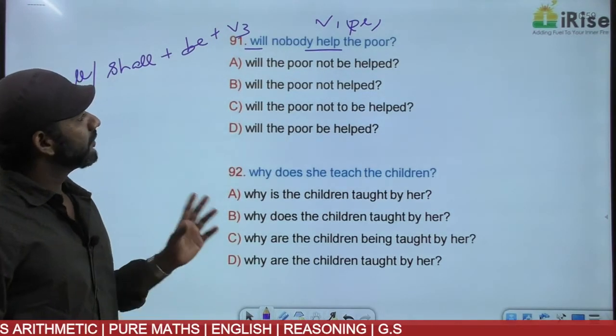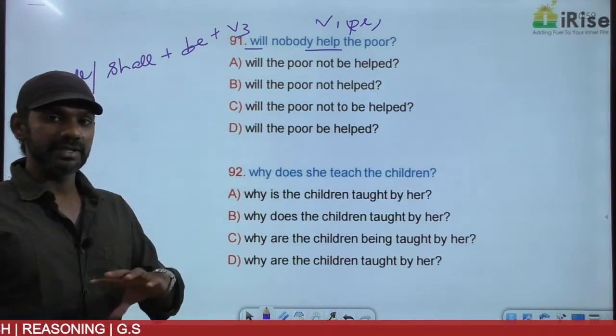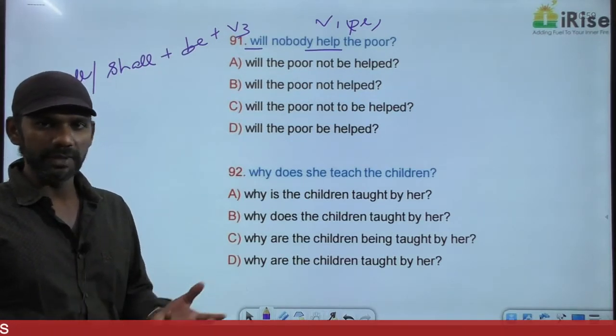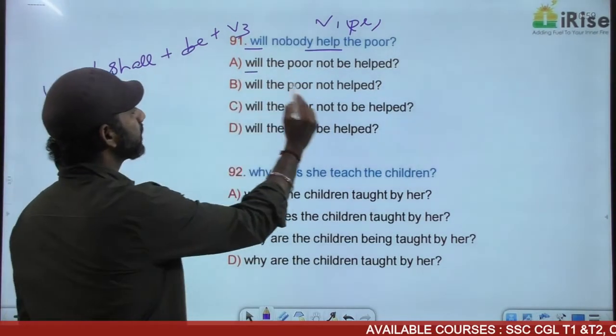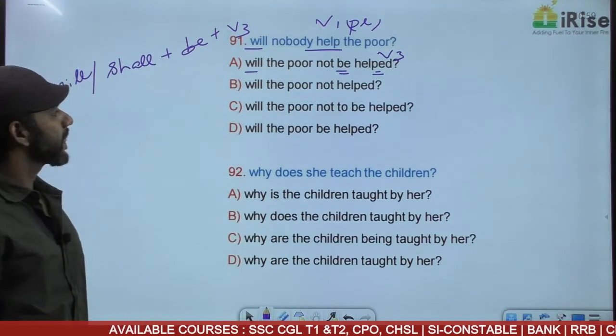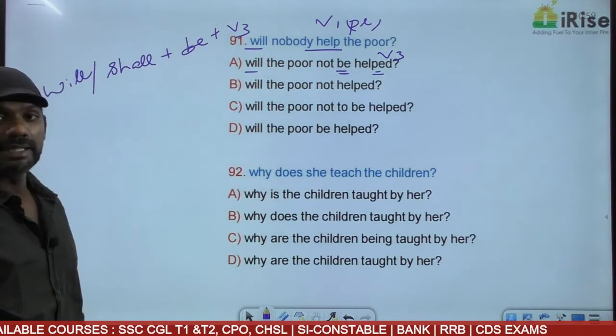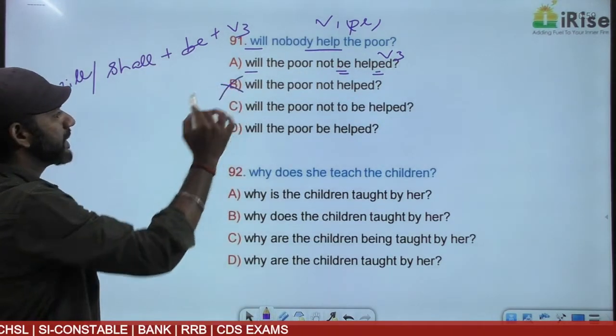Come to A. Will the poor not be helped? Nobody is a very general subject which is not required in the passive voice. Anybody, nobody, you know. Will the poor not be helped? Will plus be plus V3, correct structure must be considered. Come to B. Will the poor not helped? What is missing here? Be is missing here. So option B is eliminated.